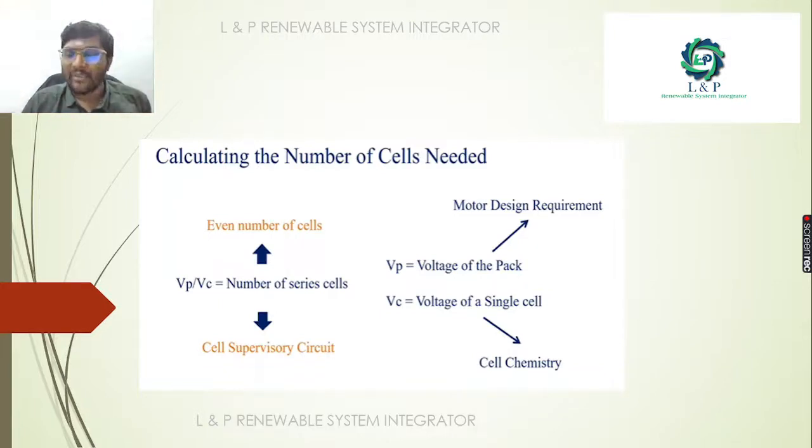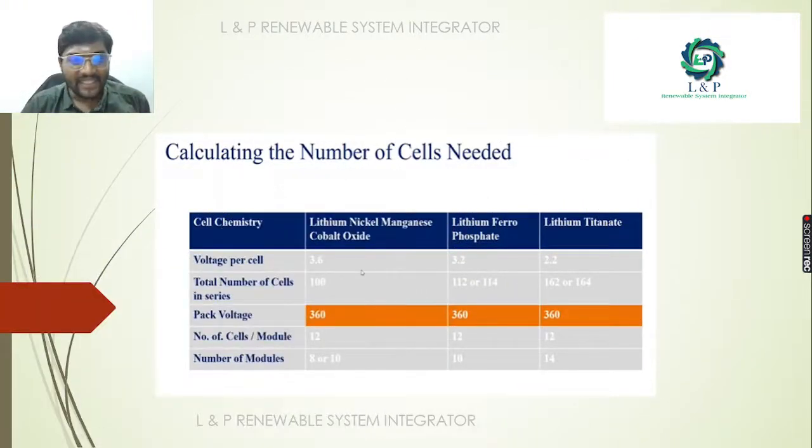With the help of the voltage of the entire pack, we can know the motor design requirement. And the individual single cell voltage we can know through the cell chemistry combinations. We can sort out the single cell voltages also. So here is an example.